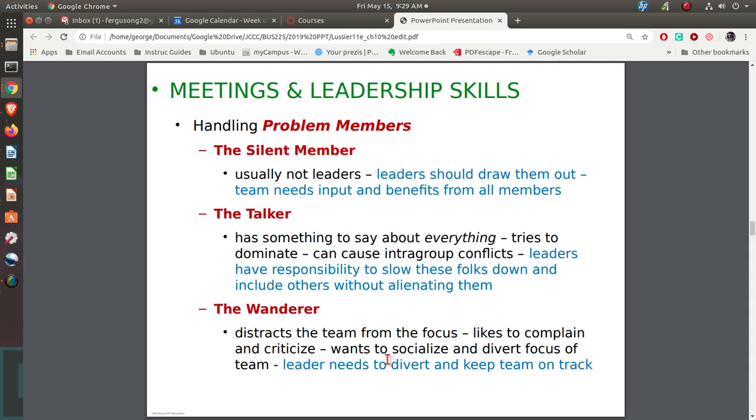The wanderer, again, what you do is you say, how does that relate to our objectives for the meeting? If they can't relate it, then you let the team go ahead and say, let's move on. If it may be something that the team needs to address, but not there, you put that on an issues chart to be addressed later.